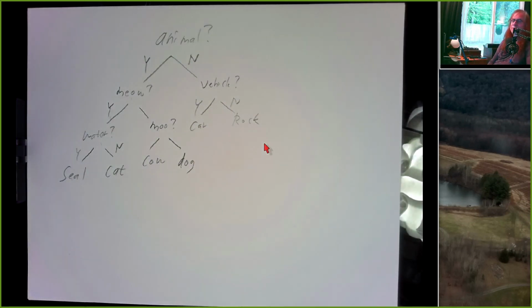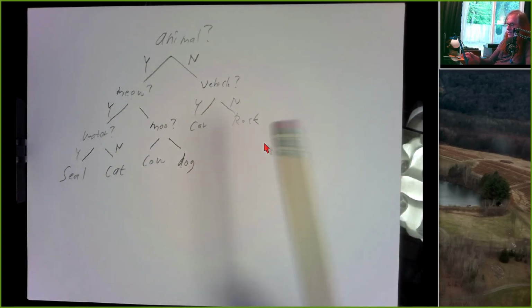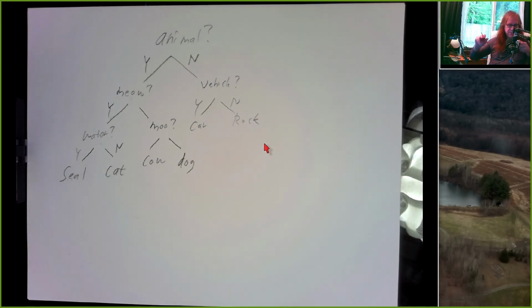There's a simplified decision tree. So if it's not an animal, is it a vehicle? If it is, it's a car. If it's not, it's a rock. All right. So there are 2 aspects to this.